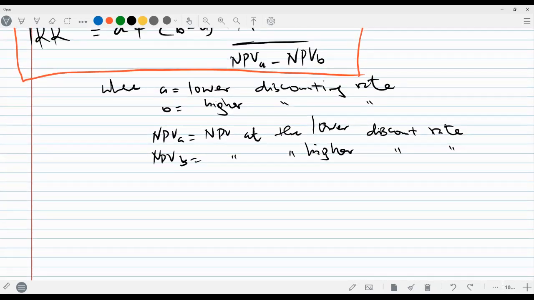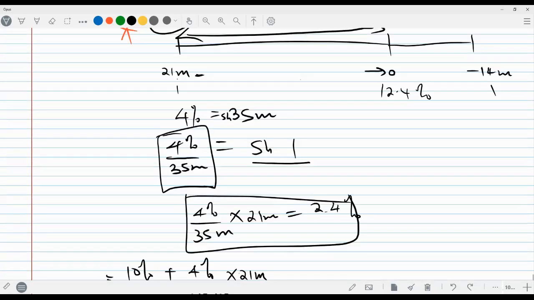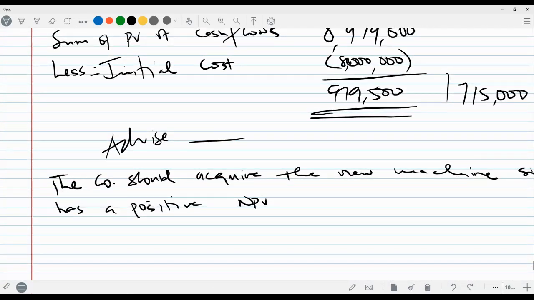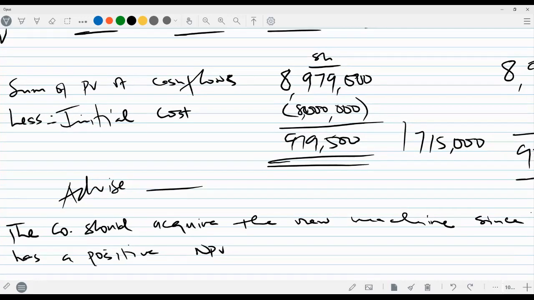Now we have done the first step. The first step, of course, is to get the NPV at A. If you just refer back to the question, we got 979,500 to be the NPV at 9%. So you've done that first step.